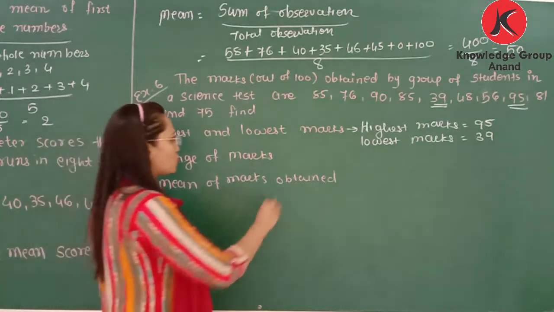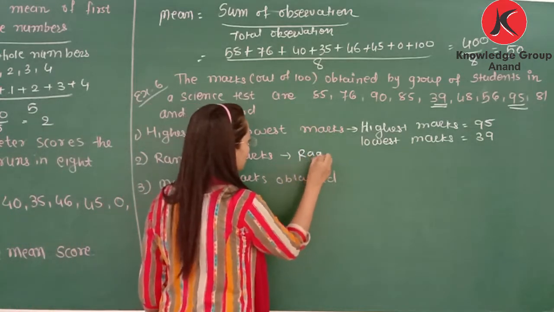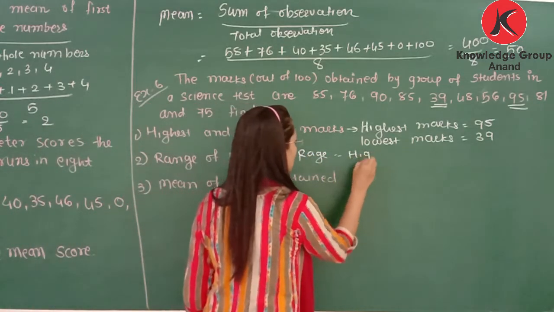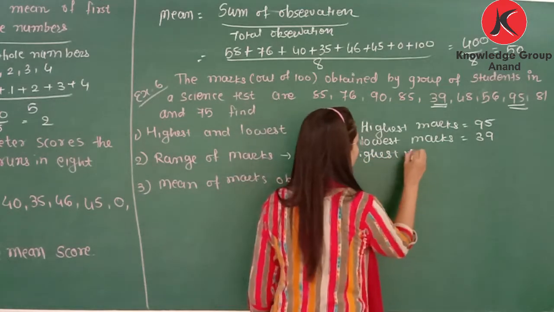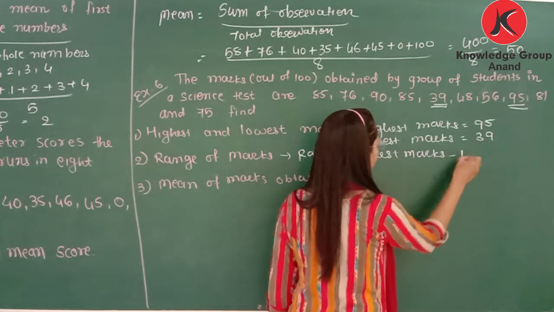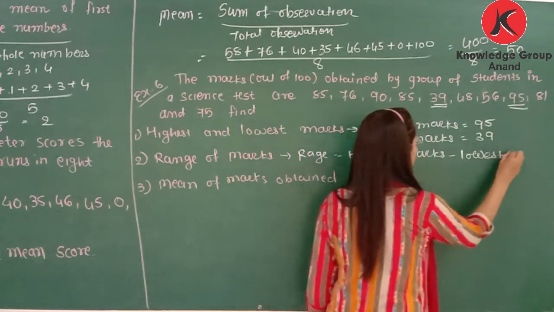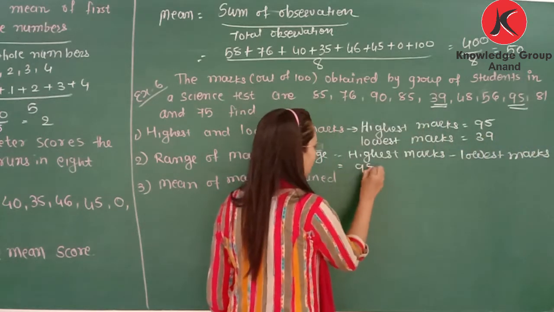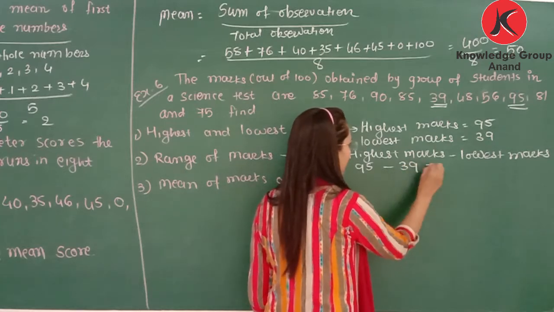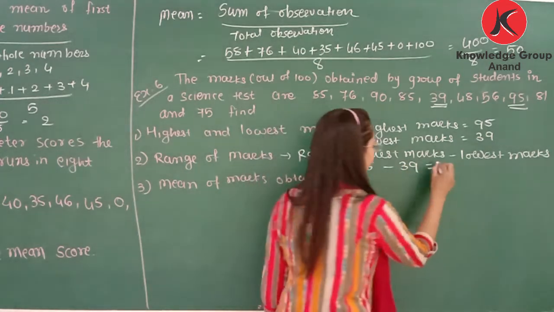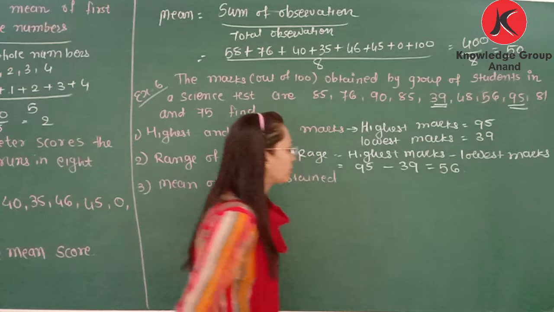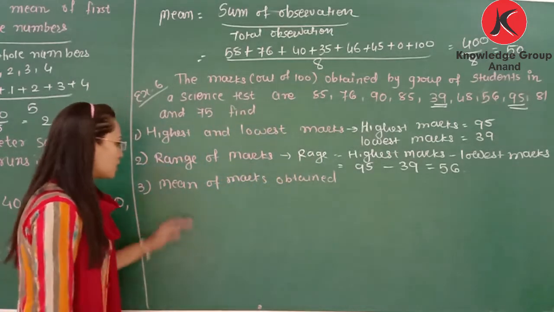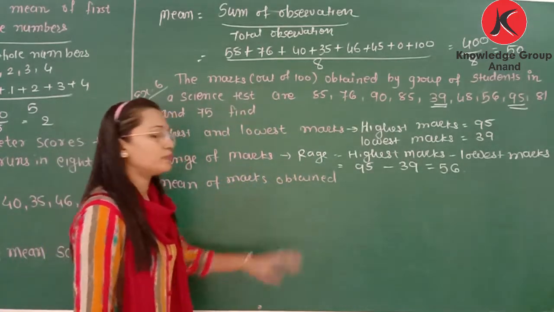Range is equal to highest marks minus lowest marks. So highest marks is 95, lowest marks is 39. If you subtract, you will get 56. Okay, now next, mean of the marks obtained.